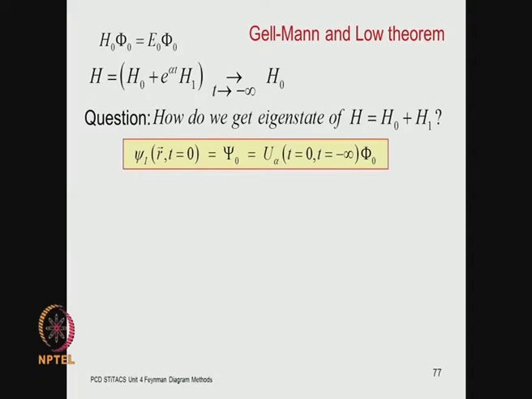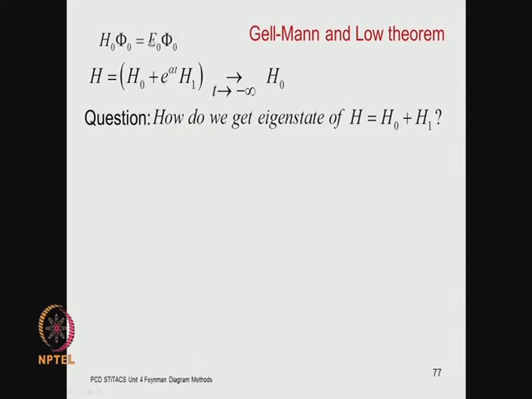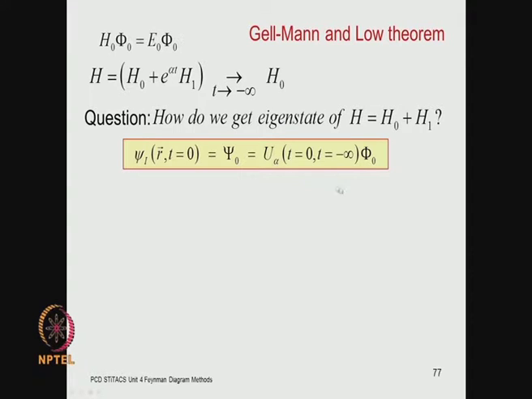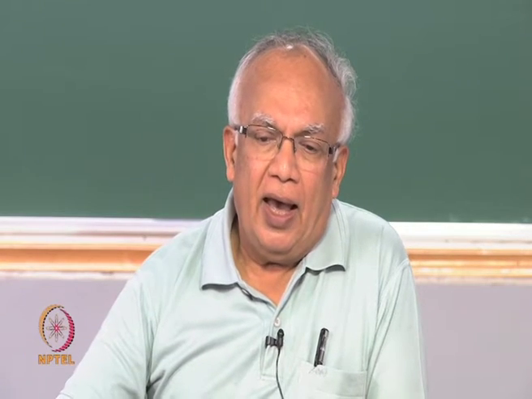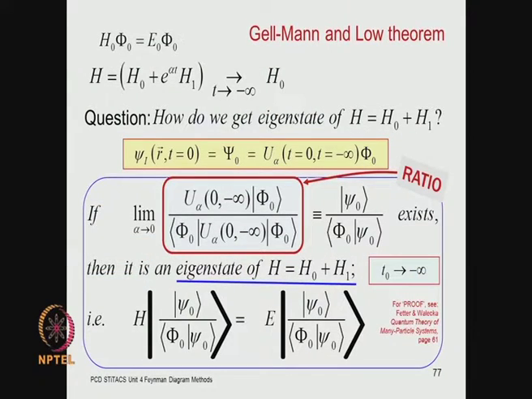So, we found that in the interaction picture, the wave function at t equal to 0 can be obtained from the eigenstate of the unperturbed Hamiltonian phi 0 through this time evolution operator, but then we carry a subscript alpha on this, because the time evolution will depend on how you are turning on the perturbation. So, we are a little specific about this, and our final results of course would be independent of alpha, and the Gell-Mann and Low theorem tells us how such an eigenstate can be obtained.